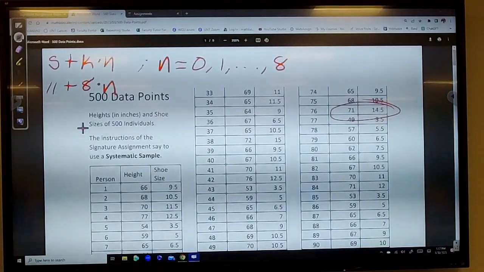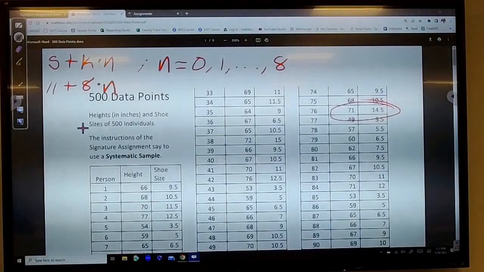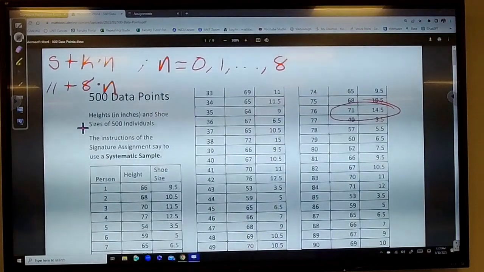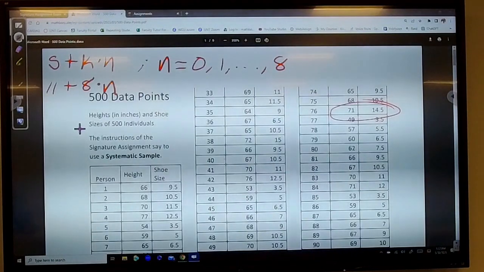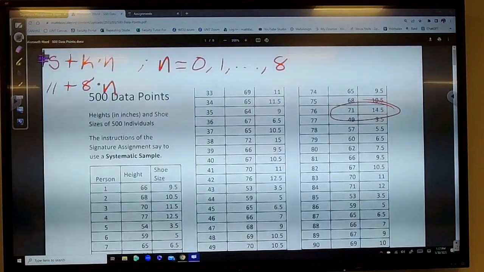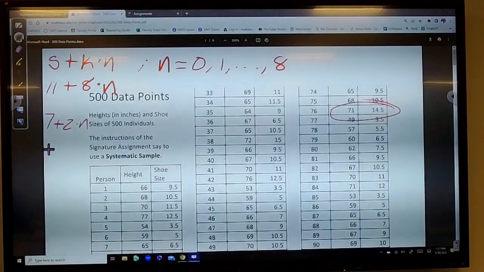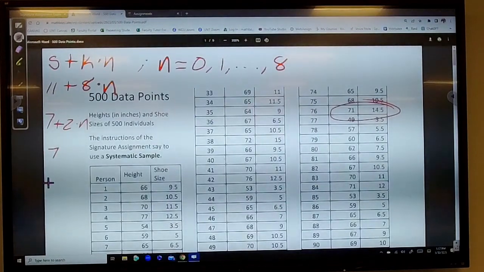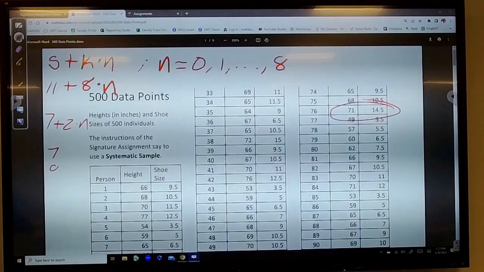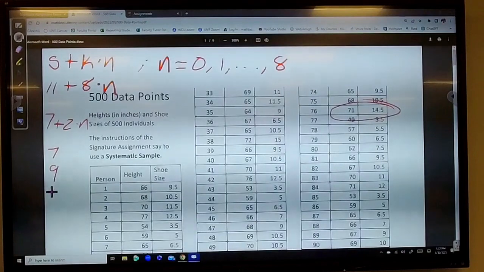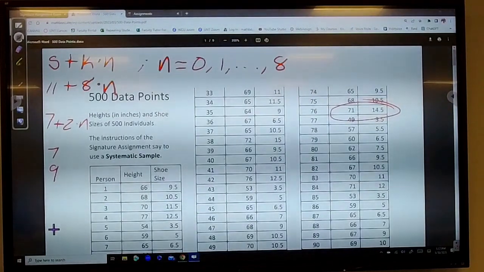Everybody got their numbers picked out? I feel like I'm overthinking it. Pick me an S and a K. Okay, so I did 7 and 2. 7 plus 2n. So you would go through and say, this number 7 is my first one. Number 9 is my second one. And it would be all these odd numbers.